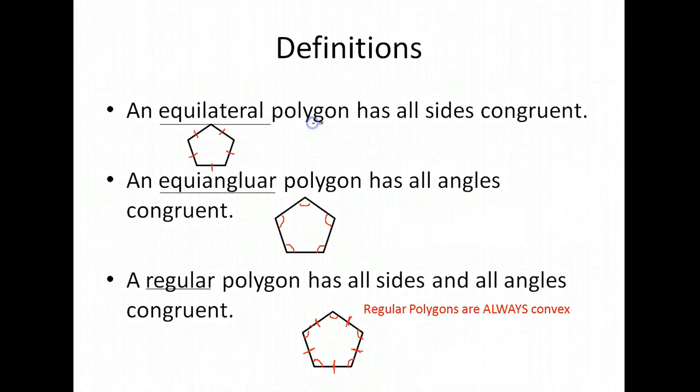Equilateral means that all of the sides are congruent in a polygon. Equiangular means all of the angles are congruent. And regular means all of the sides and all of the angles are congruent. Okay, and again, regular polygons are always convex polygons.